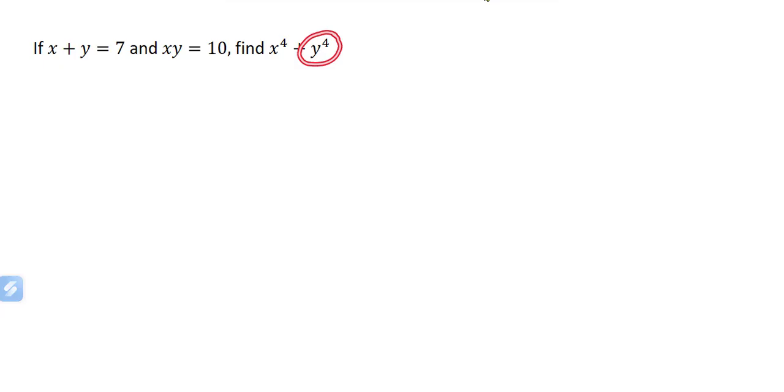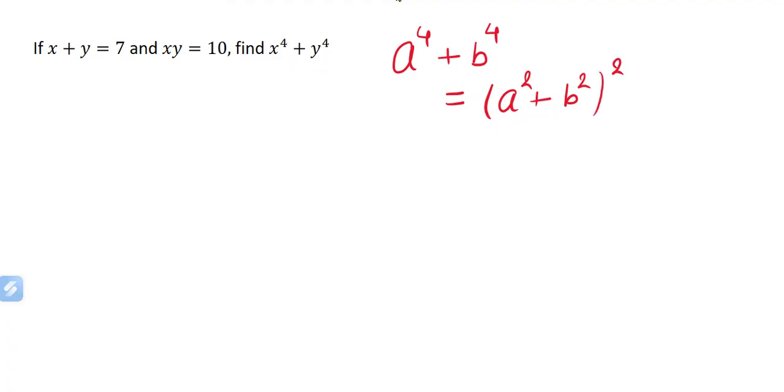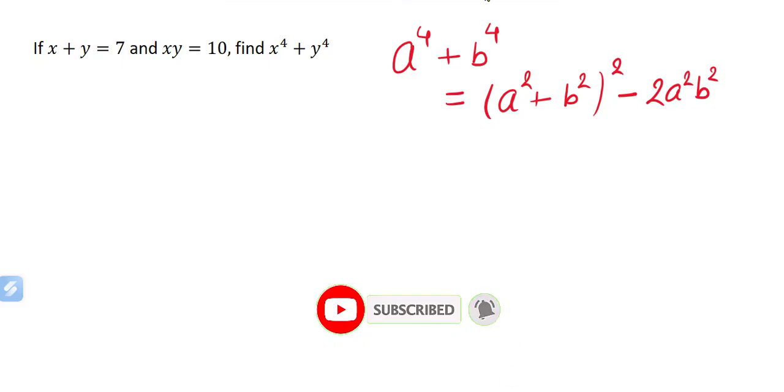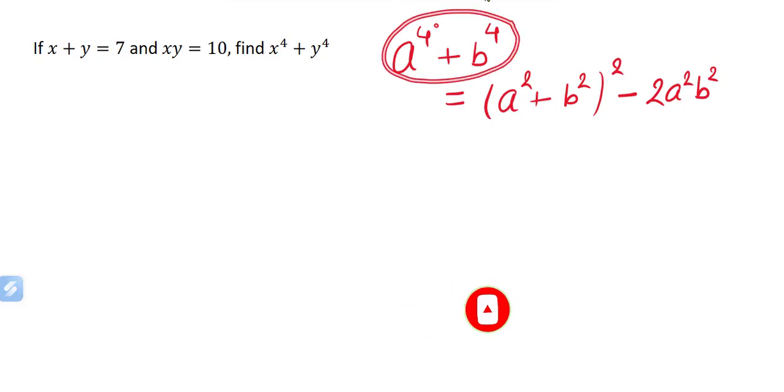Now to find the value for this one, there is a relation where we can say a power 4 plus b power 4 is equal to square of a plus square of b, whole square, minus 2 square of a and square of b. So here is the relation for this one. The exponent is 4 here, exponent 4 here, same. And this is the relation in that case.